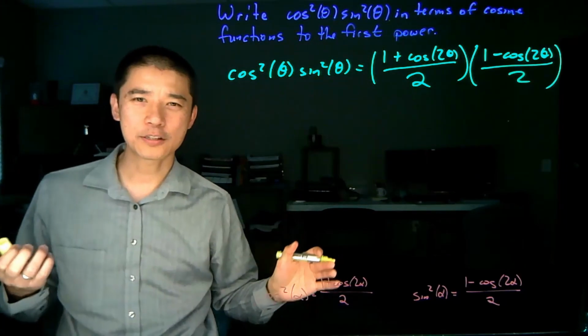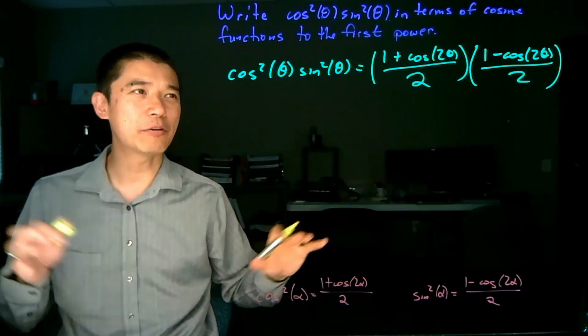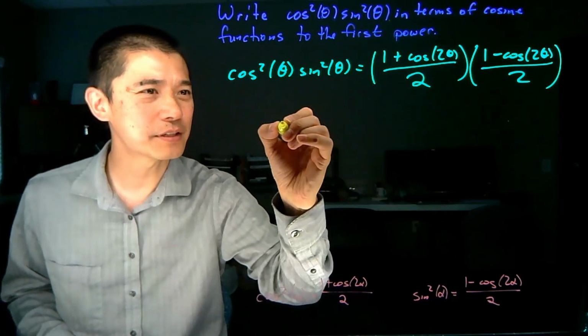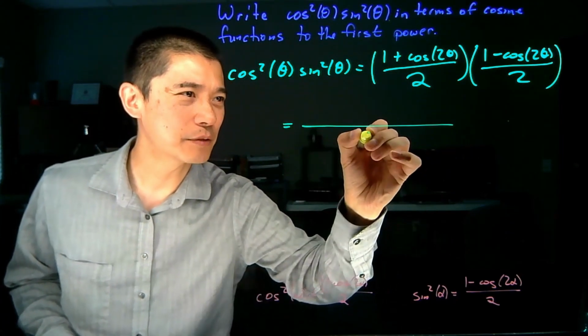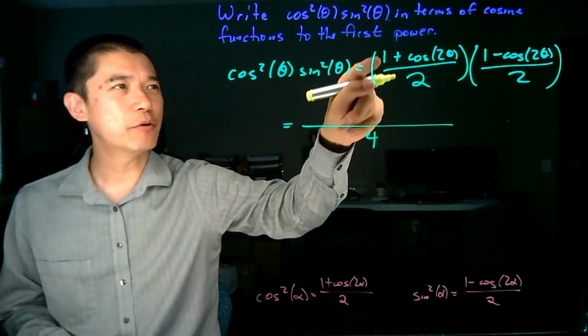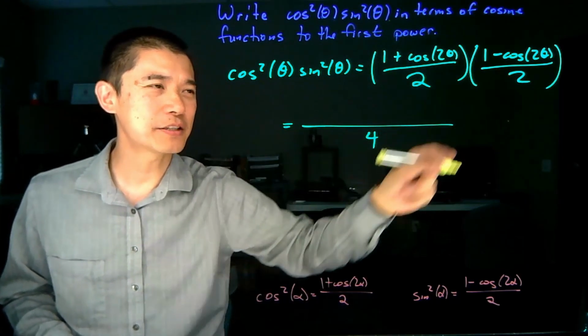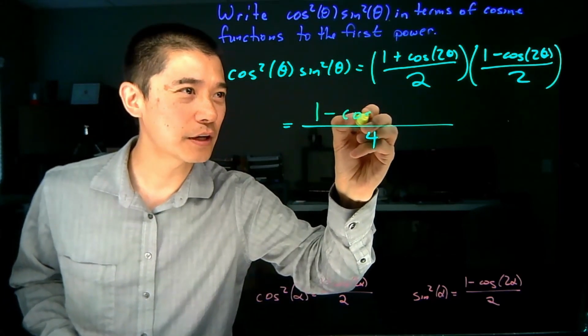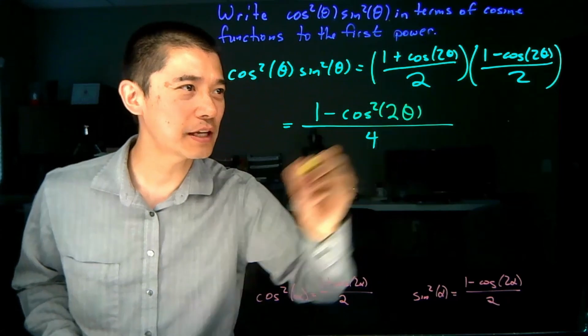Now you might look at this and say, okay, well, cosines are all to the first power, so we're done, except that we have a product here that we need to multiply out, and you'll see what happens. So in the denominator, 2 times 2 is 4. In the numerator, we have 1 plus something times 1 minus something. That leads to a difference of squares. So 1 minus cosine squared 2 theta.